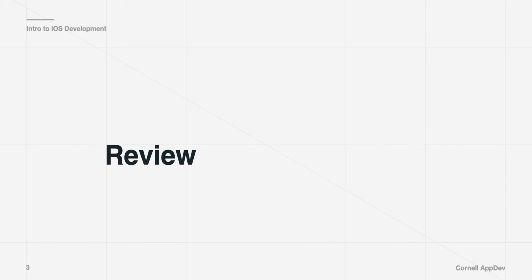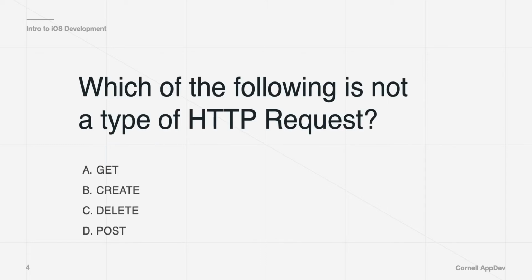Before we get into today's lecture, we're going to do a little bit of review. Which of the following is not a type of HTTP request? Create is not a type of HTTP request. If you wanted to create something, you would use a POST request, and POST can also be used to update data. GET is used to retrieve data from the server, and DELETE is used to tell the server to delete a model.